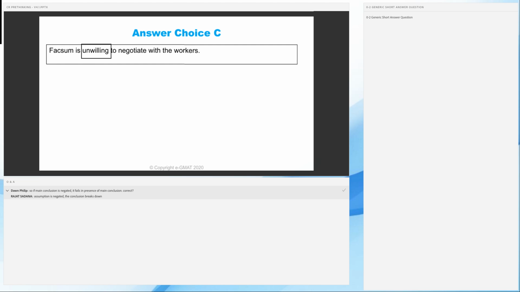People who chose choice C, is that clear? In other words, the question you have to ask is, is it required that Faxam be willing to negotiate? No, it can be an unwilling party.